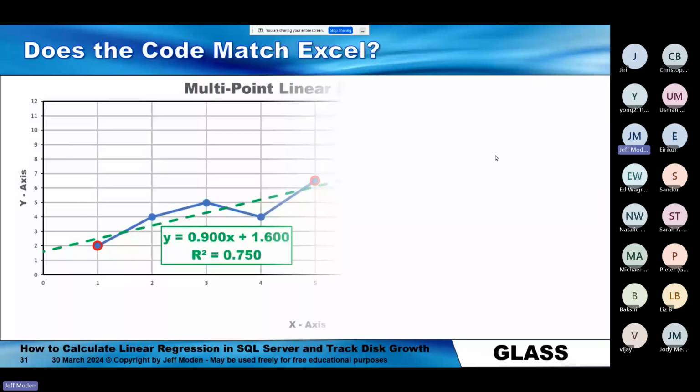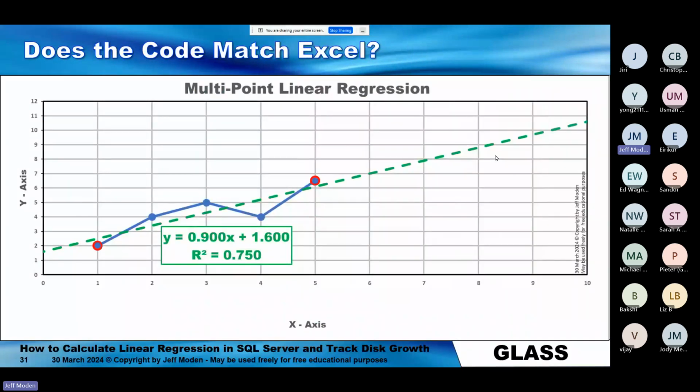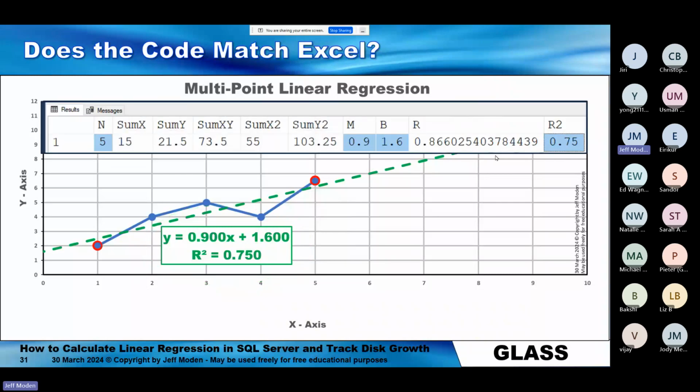And so we had this in Excel, and we had this returned as the formula for M, B, and R. We had 5 points, and it showed N as 5 points. The 0.9 is equal to 0.9. The 1.6 is equal to the 1.6. And R squared is equal to 0.75. So our code is working just exactly the same way that Excel calculates it.